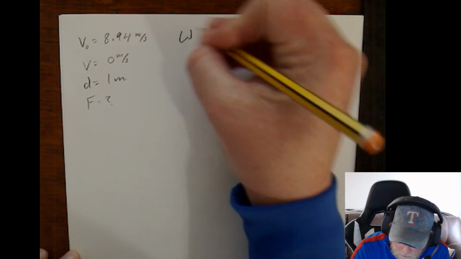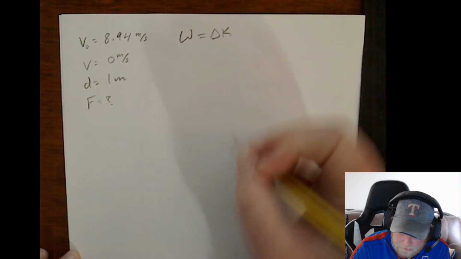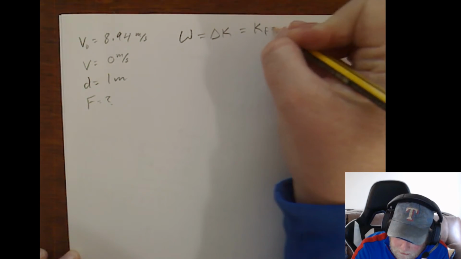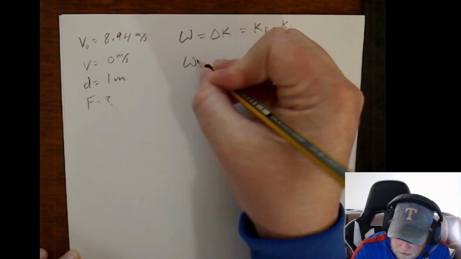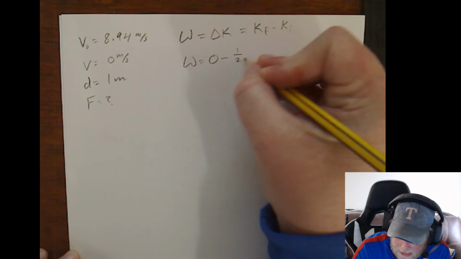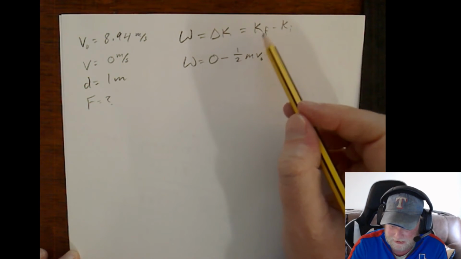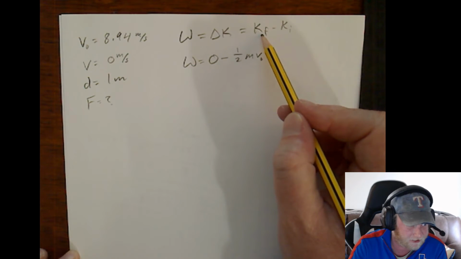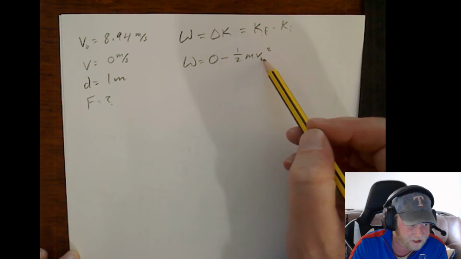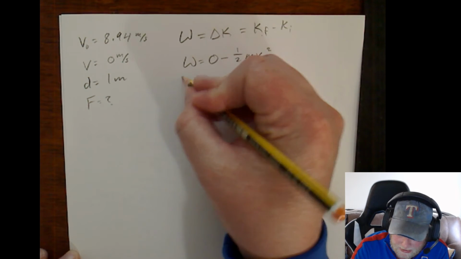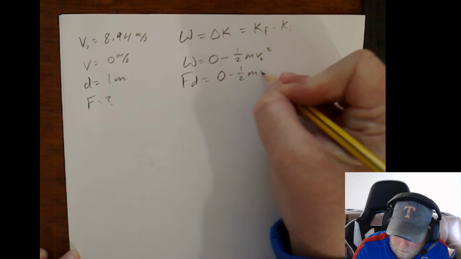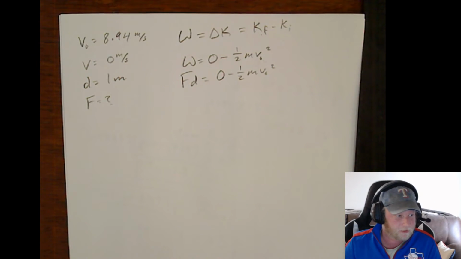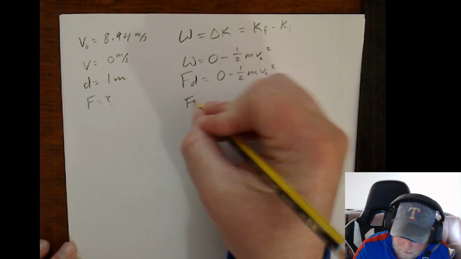All right, so work is a change in kinetic energy, right? Or final minus initial. So your work would be 0 minus 1/2 mv naught squared, right? Your final velocity is 0, so your kinetic energy final is 0, and your initial kinetic energy is going to depend entirely upon your initial velocity. And again, we can substitute in Fd for work. And we can start plugging in our values.